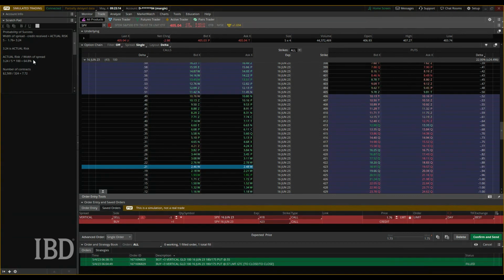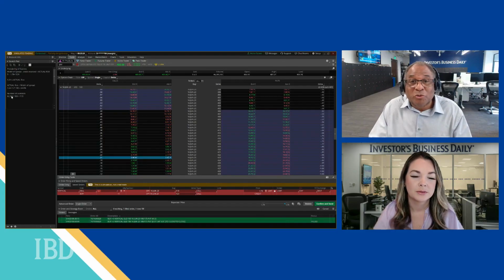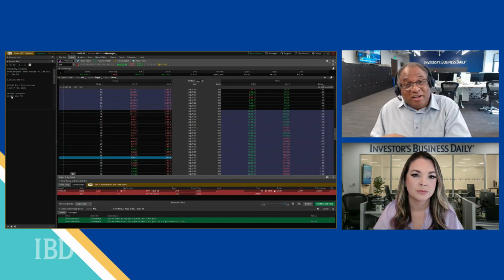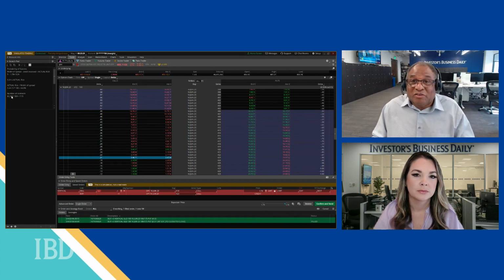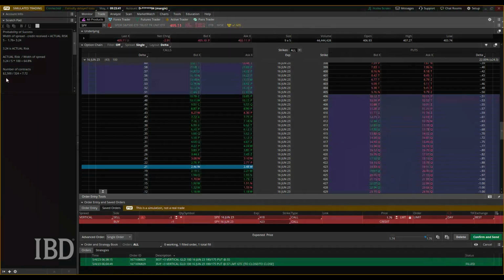Now, how do we determine the number of contracts we're going to buy? Based on our account size, we have our position size, and we know how much we're going to risk. So if the trade goes totally bad, it's not going to have a huge effect on our overall portfolio. So we decided $2,500 is what we're going to risk. We take the $2,500 that we're willing to put into the trade, divide it by our actual risk. That's going to give us 7 contracts. The actual number is 7.2, but 7 contracts.